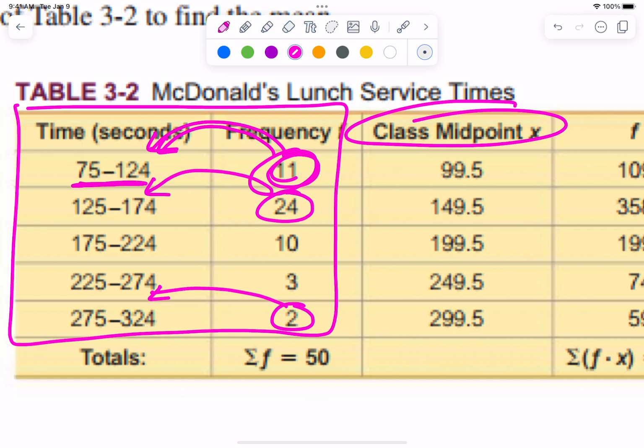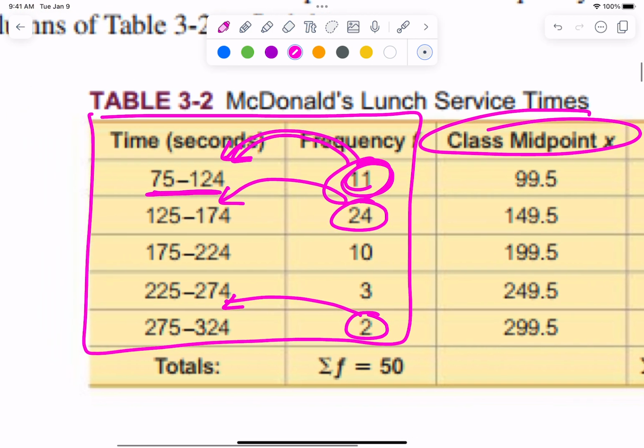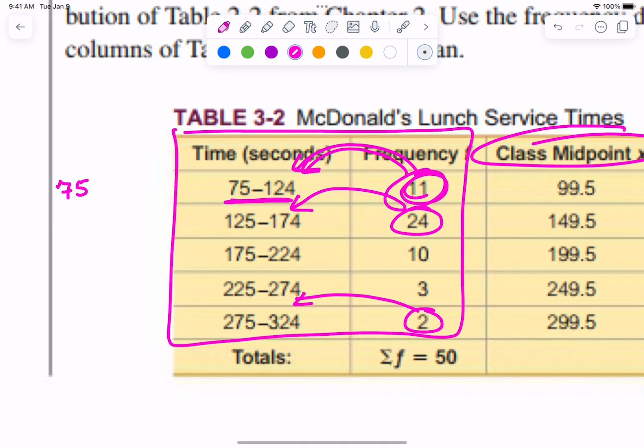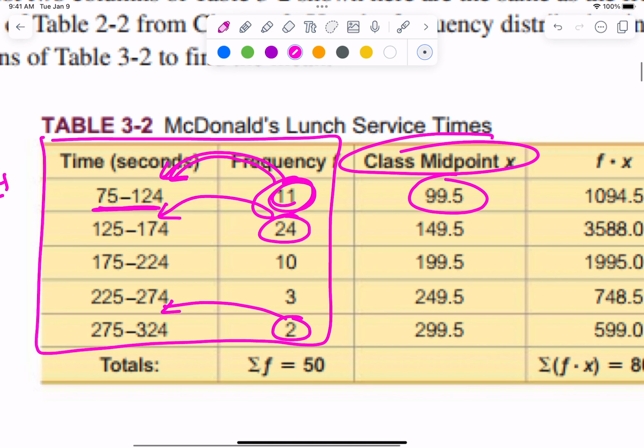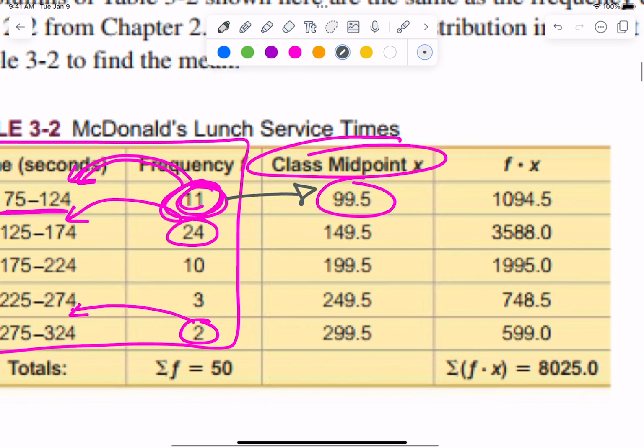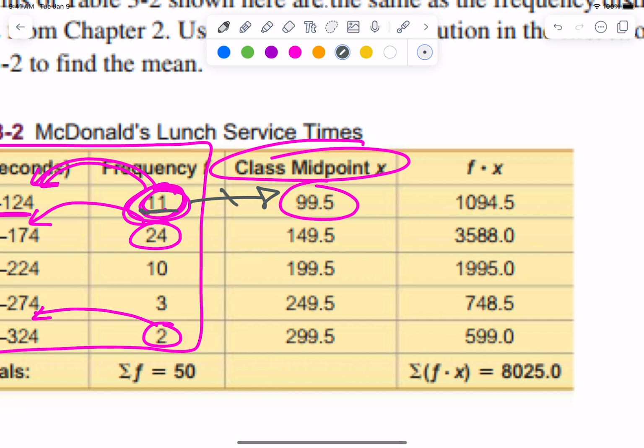So 75 to 124 to find the midpoint. If you don't know how to do that, 75 plus 124, you divide it by 2, and that gives you 99.5, okay? Now, I know that there's 11 numbers that we're going to say are approximately 99.5 because we're just going to go by the middle, right? So there are 11 of those numbers. If I multiply 11 times 99.5, I get this guy. That's what they said, F times X, right?